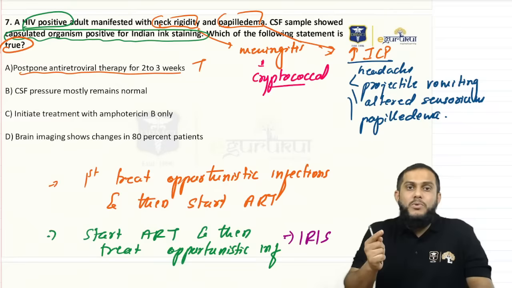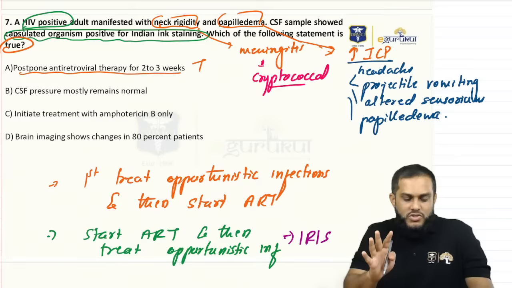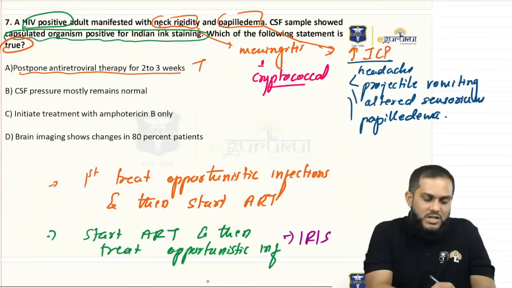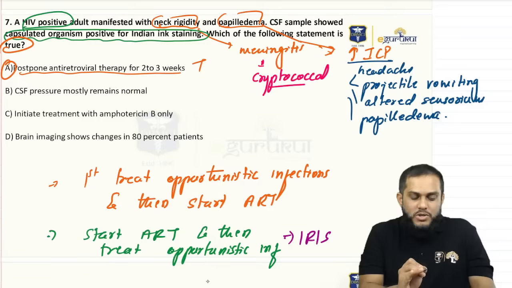Sir, first treat the opportunistic infection, and then you start the ART, that is the rule. So that's why first you have to postpone the antiretroviral therapy. That is the first thing, the true statement. Sir, what about the remaining statements? We got the answer, the true statement, because they're asking for the true statement. But if you see, CSF pressure mostly remains normal. No, sir.